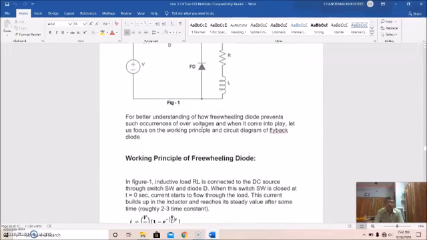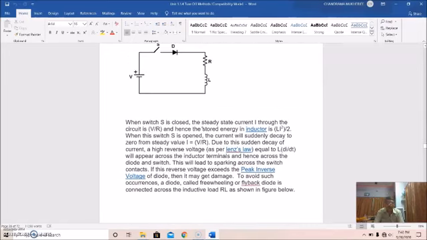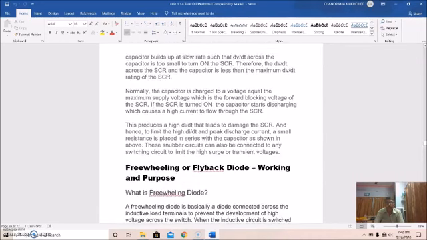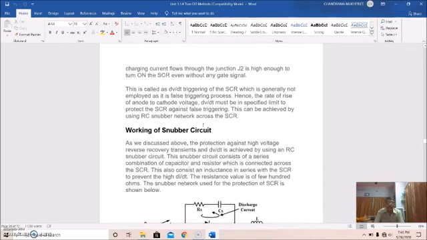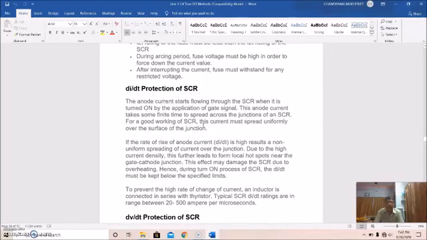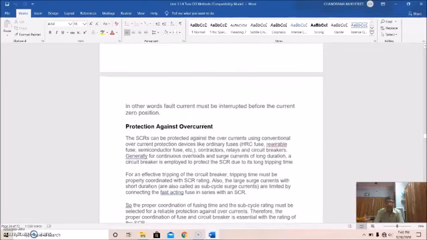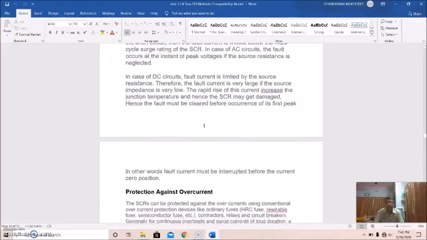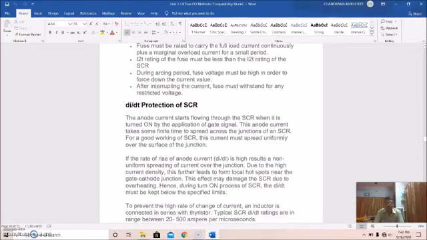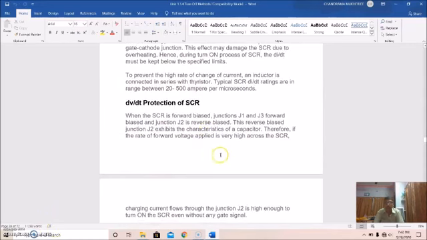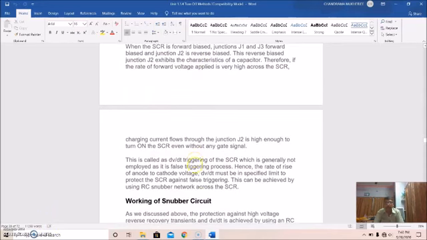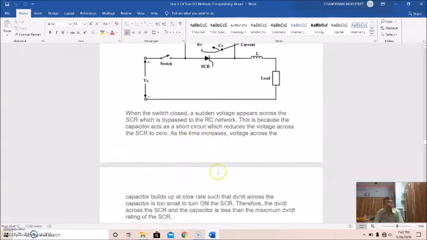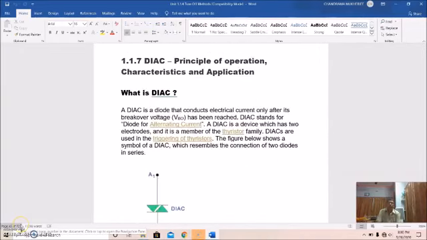So far we have discussed all these aspects, that is overvoltage, overcurrent, working of snubber circuits, dv/dt protection, di/dt protection, protection against overcurrent, overvoltage, and then the functioning of the freewheeling diode. So that's all. Now we'll discuss the DIAC, its principle of operation, characteristics, and application.